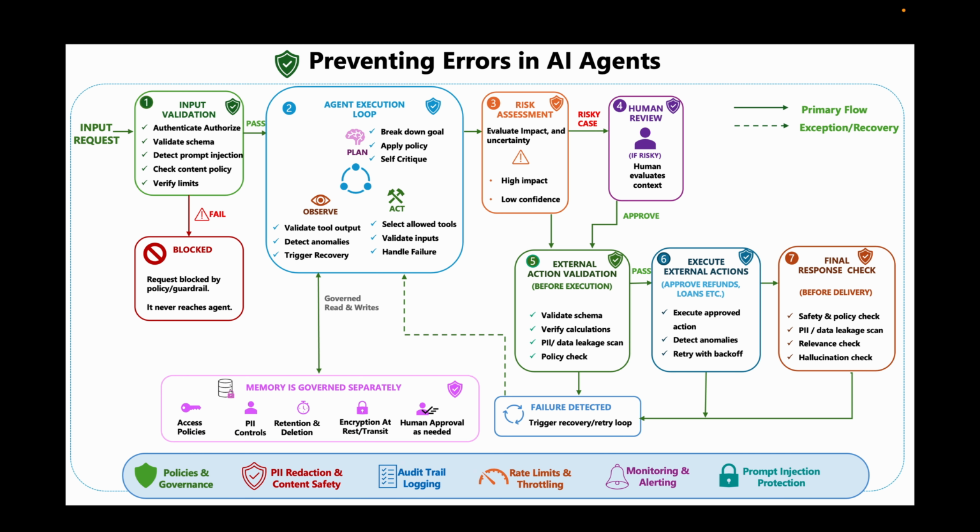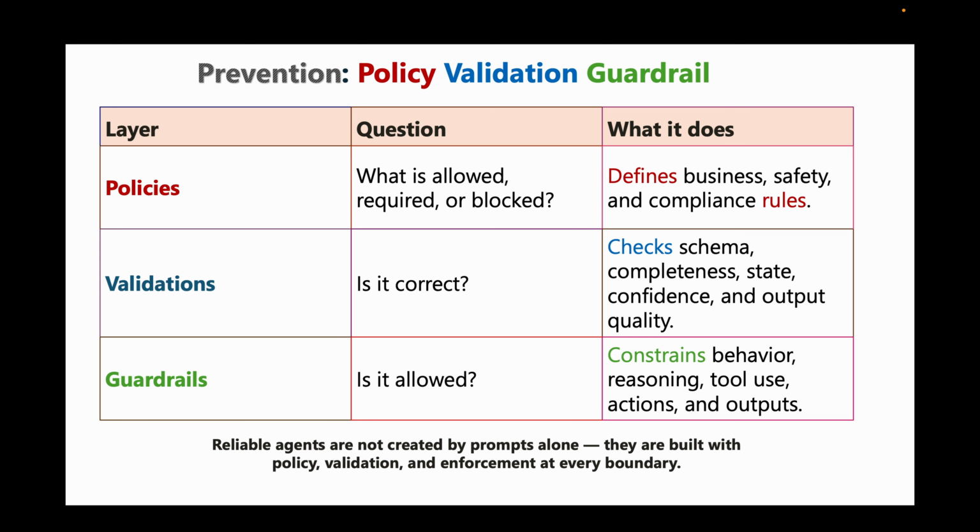In this episode, we learned how policies, validations, and guardrails can be applied throughout the AI agent's execution lifecycle to prevent failures and improve reliability of the agent. In the next episode, we will dive into the technical solutions that can be used to implement these controls in a production system.